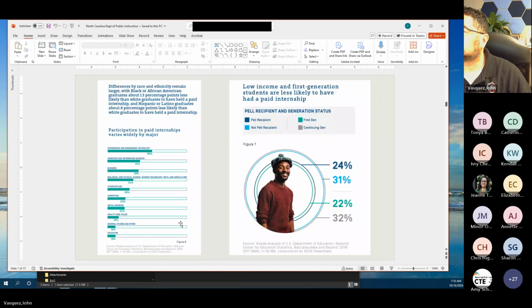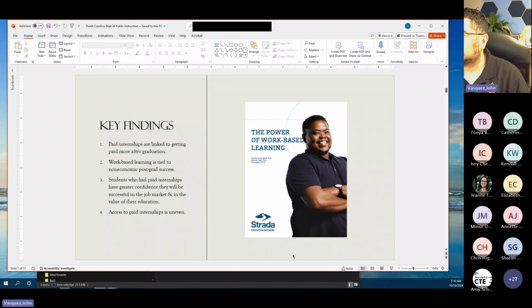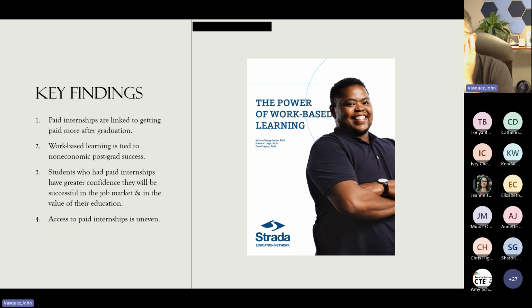And so I always like to highlight this particular report. When I send you this, my goal is to send you the links to all these slides. Strata is an education network. They're a national foundation organization. They fund a lot of projects as well, so if you're looking for funding, that would be a good place to check out. They did this really great report, and there's actually several of these on the power of work-based learning.